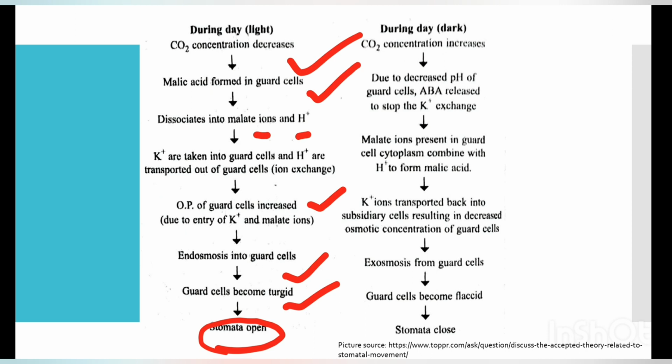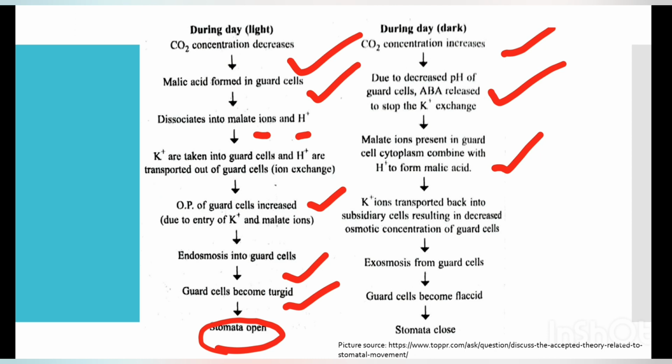In contrast, during the dark phase, or during night, or when there is no light, CO2 concentration increases as photosynthesis decreases. Due to the decreased pH of the guard cell, abscisic acid is released to stop K plus exchange, and the malate ion present in the guard cell cytoplasm combines with H plus to form malic acid again.